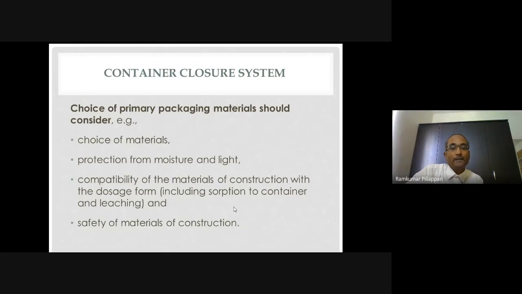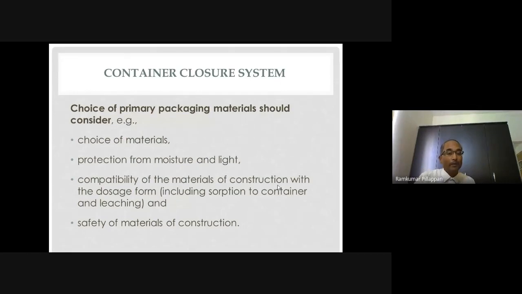And these two words have to be remembered by any student: the sorption into the container, that means what the container may take from your product. It may take a coating material, it may pick up a color, it may pick up glycerin, which is a plasticizer, from the product coating into it, and it may get affected. The packing material, the primary container, may get affected.